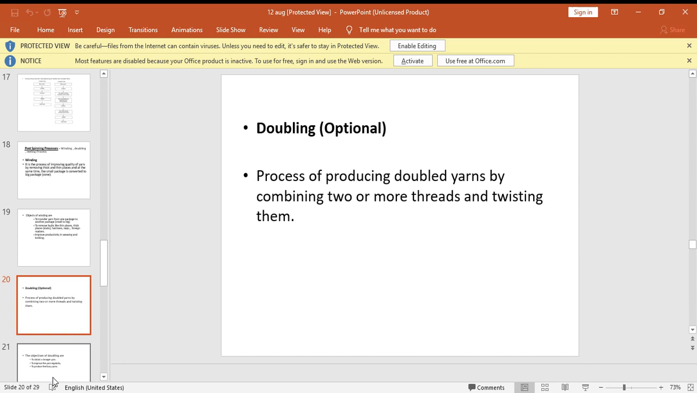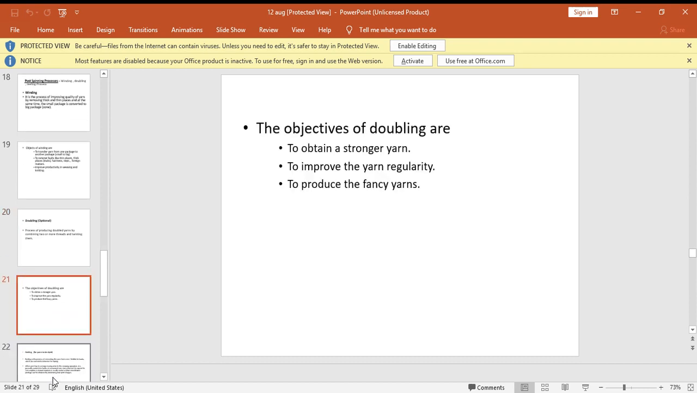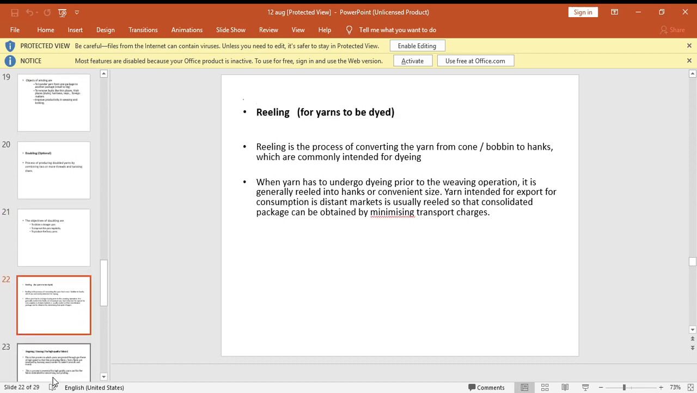Doubling is a process of producing double yarns by combining two or more threads and twisting them. Objectives of doubling are to obtain a stronger yarn, to improve the yarn regularity, and to produce fancy yarns. Reeling, that is for yarns to be dyed. Reeling is a process of converting the yarn from cones or bobbins to hanks, which are commonly intended for dyeing.